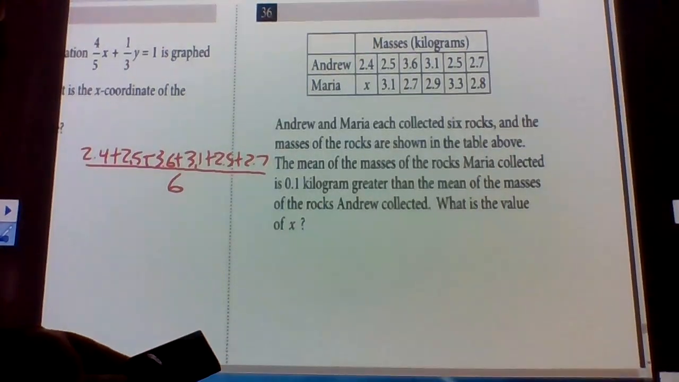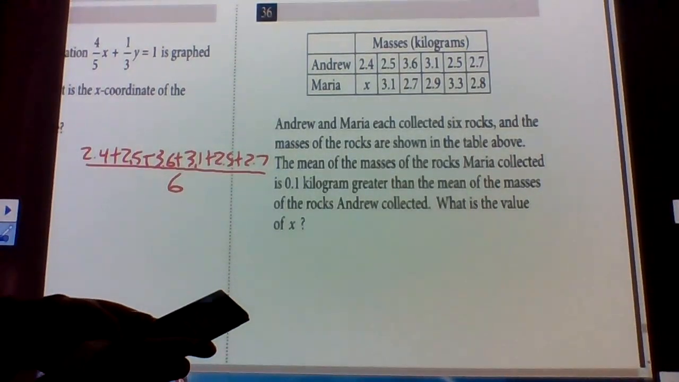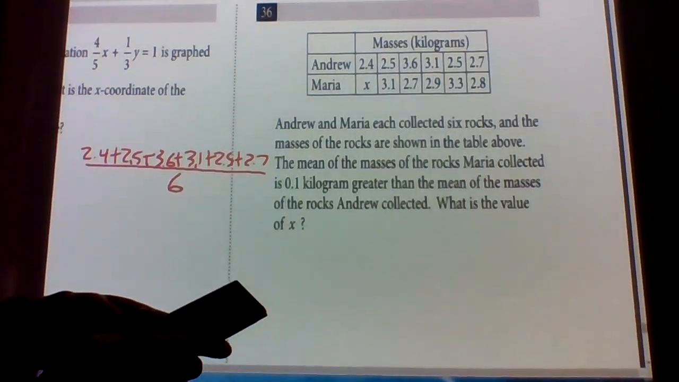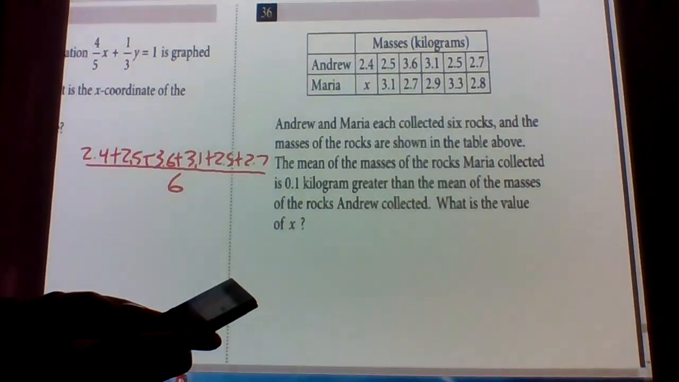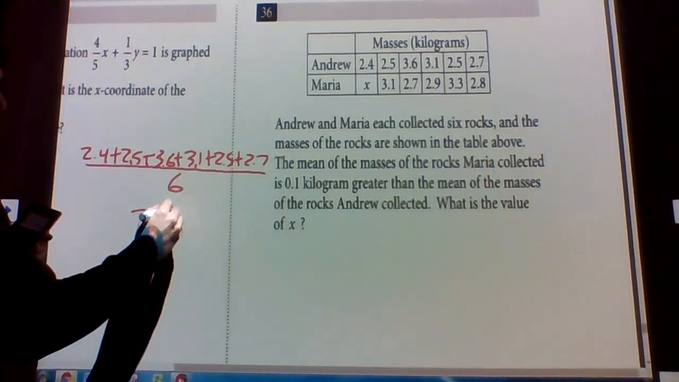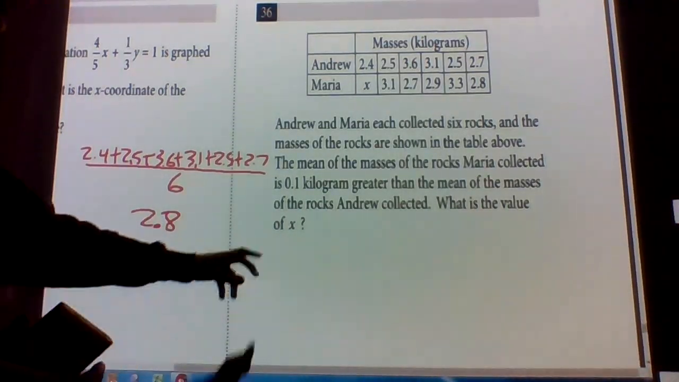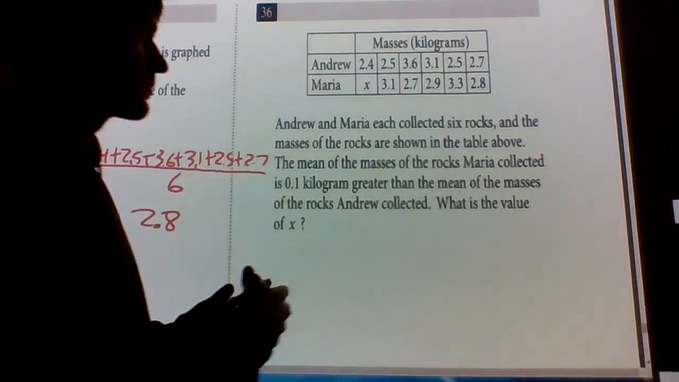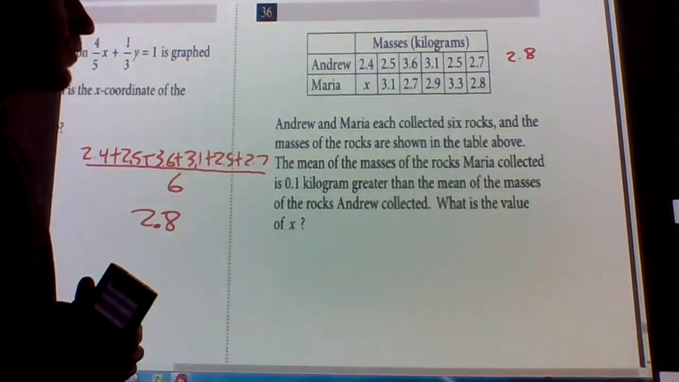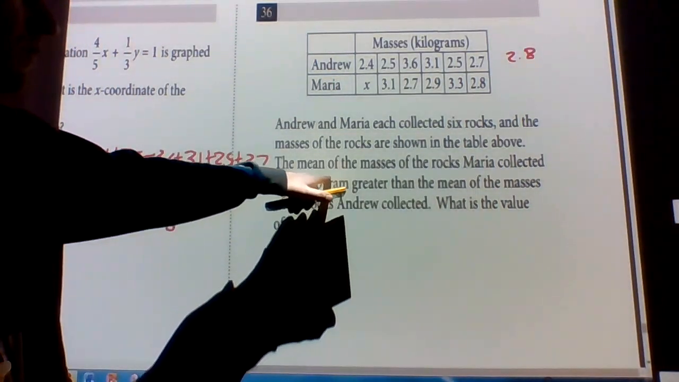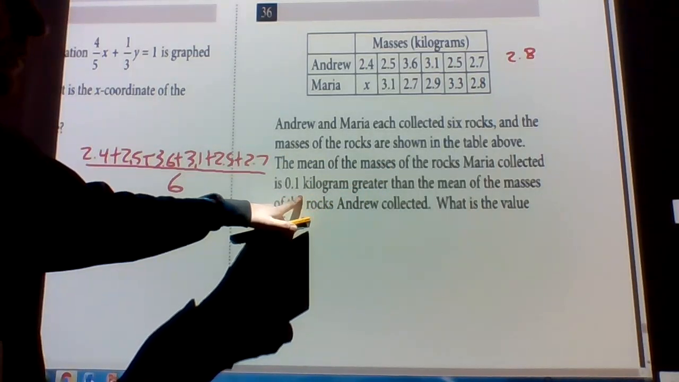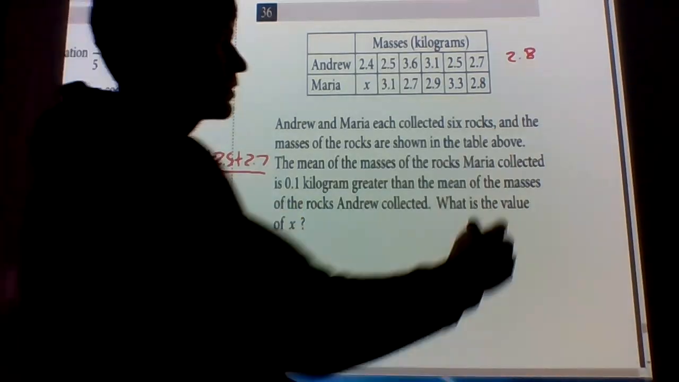So 2.4 plus 2.5 plus 3.6 plus 3.1 plus 2.5 plus 2.7. Okay, and there are 6 of them, so our average is 2.8. Okay, that is for Andrew. The mean is 2.8. Okay, for Maria, the mean of the masses of the rocks Maria collected is 0.1 kilograms greater than the mean of Andrew. So her average is going to be 2.9.